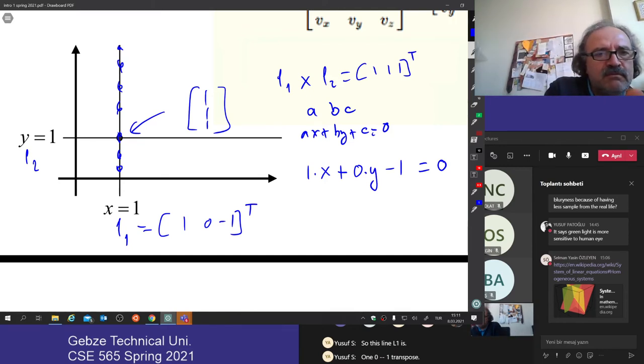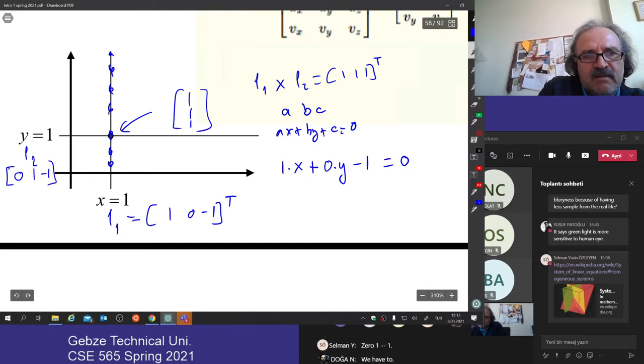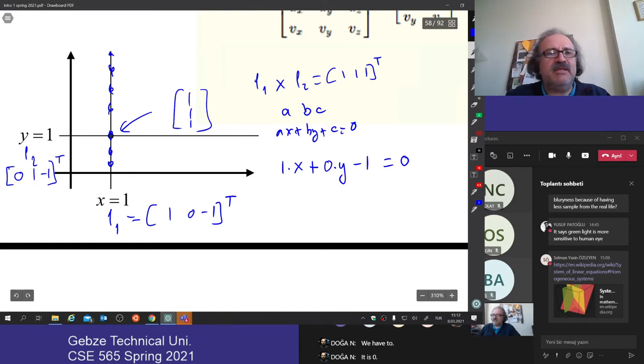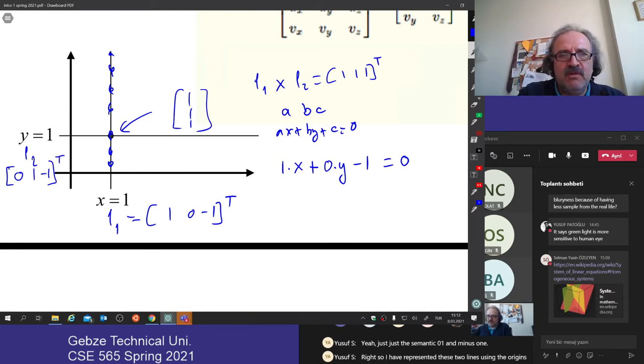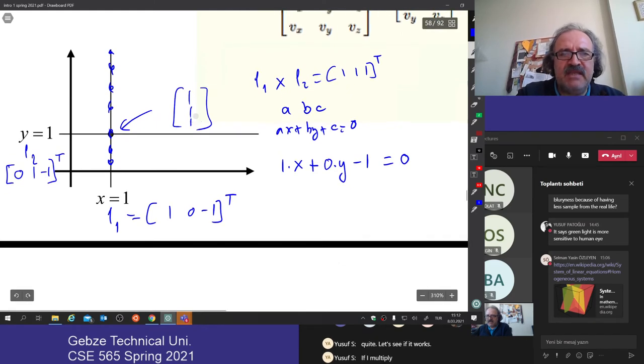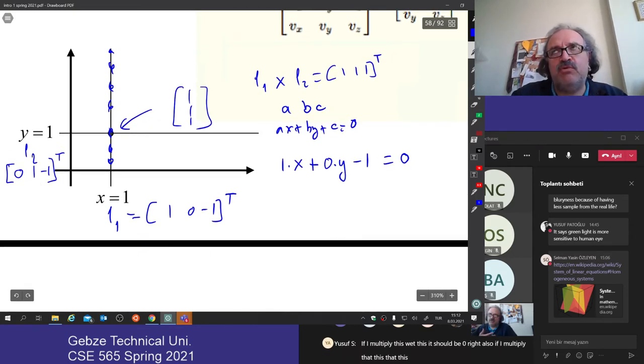What is L2? L2 is just the symmetric of it. We have 0, 1, minus 1. A is 0. Yeah, just the symmetric. 0, 1, and minus 1. Right? So I have represented these two lines using the homogeneous coordinate. Let's see if it works. If I multiply this with this, it should be 0, right? Also, if I multiply with this, it should be 0, right?